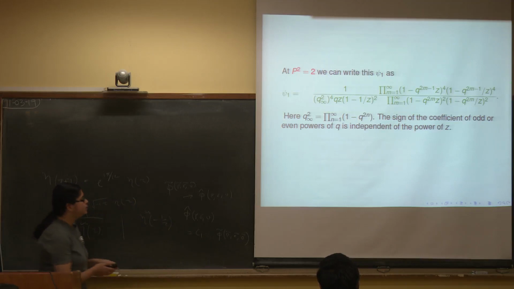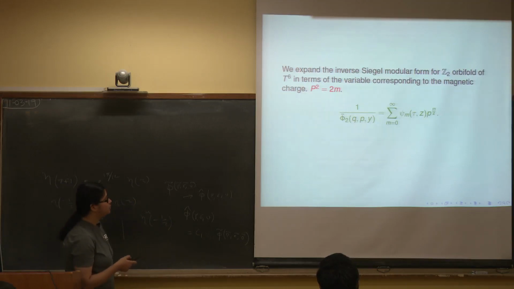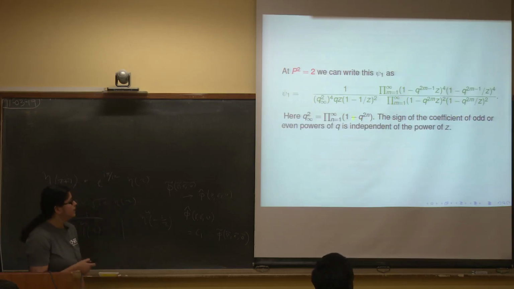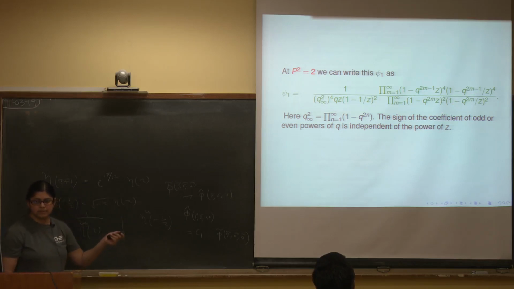At p squared equals 2, this psi 1 component, at m equals 1, this number comes. This psi 1 can be written as a product form like this, and if you look closely at this product form, all the even powers come with a positive sign and all the odd powers must come with a negative sign, even powers of q, and q infinity squared is given in this form.